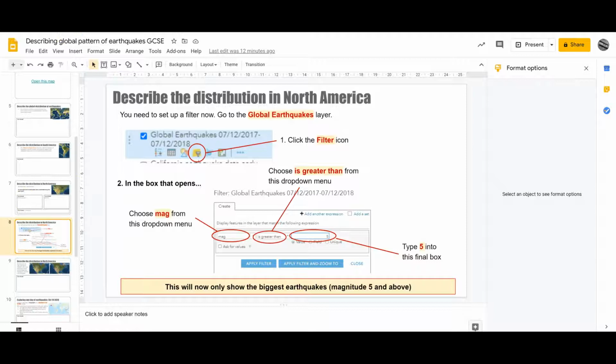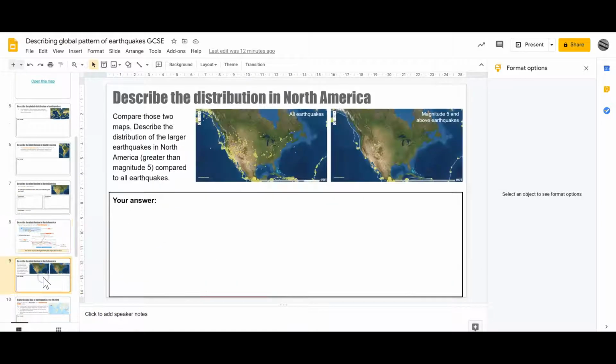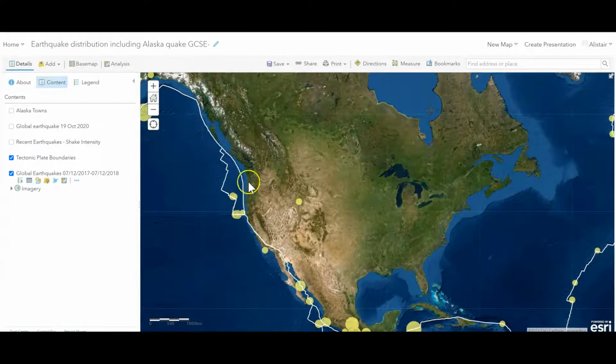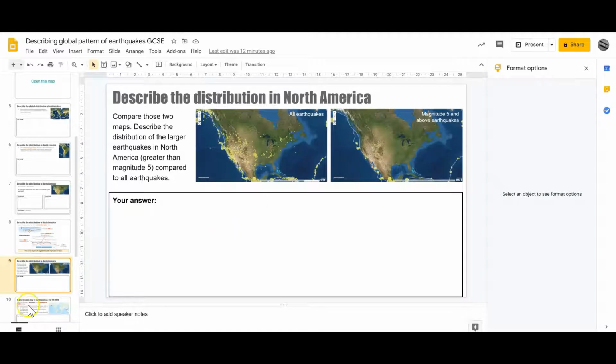So now you've done all of that. There's your steps there. You're over here. Compare the maps, the one that you've just described and this one you've just set up. Describe the distribution of the larger earthquakes across North America compared to all earthquakes. So we're coming back again to the whole notion that earthquakes in North America and United States of America tend to be concentrated along the west coast. Now, is that really true? Well, this map with the larger earthquakes certainly tells quite a different tale. And you can write your answer in there.